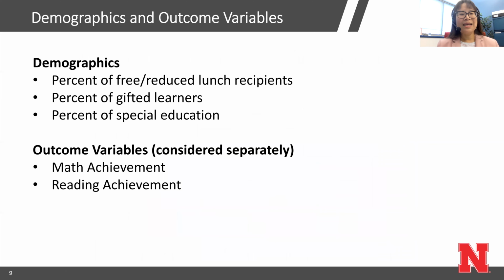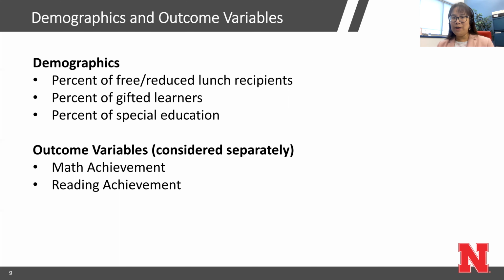So we did gather demographics. And also I wanted to share a little bit about what the outcome variables were that we looked at. In terms of demographics, we got classroom aggregated data on the percent of students in that classroom who receive free or reduced lunch. We also got a percent of students in the classroom who are gifted learners and a percent in the classroom that identified as special education learners.